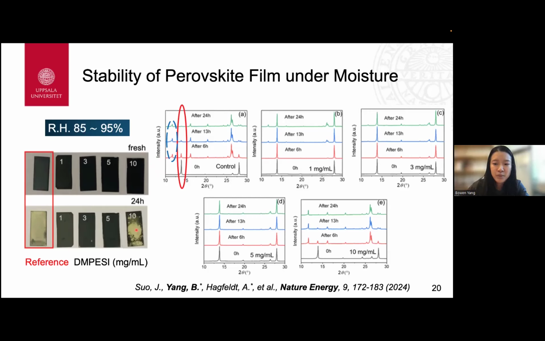However, in sharp contrast, the films treated with a moderate quantity, let's say from 1 milligram to 5 milligrams per milliliter of this DMPSI, remain mainly black. However, we also observe that the perovskite film treated with the largest amount, let's say 10 milligrams per milliliter, of this sulfonium salt degraded severely. Especially, it creates this inhomogeneous surface, unlike the pristine FAPI film.